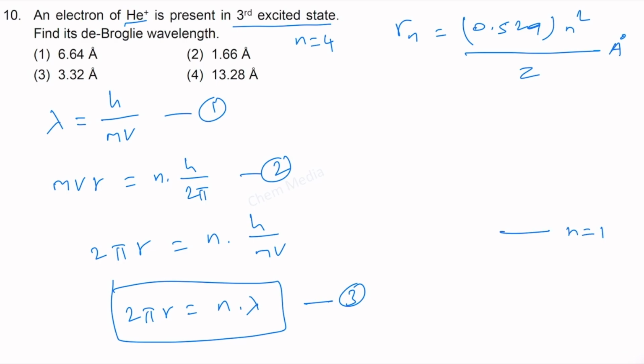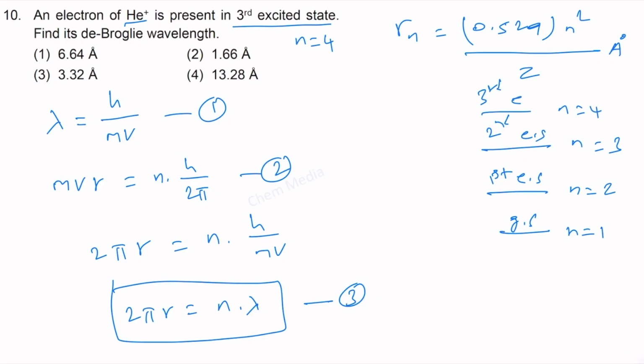For n equal to 1 means it is ground state. n equal to 2 means that is the first excited state. It is easy to make a mistake thinking that n value equal to 3. n equal to 3 means that is second excited state. n equal to 4 means that is the third excited state.